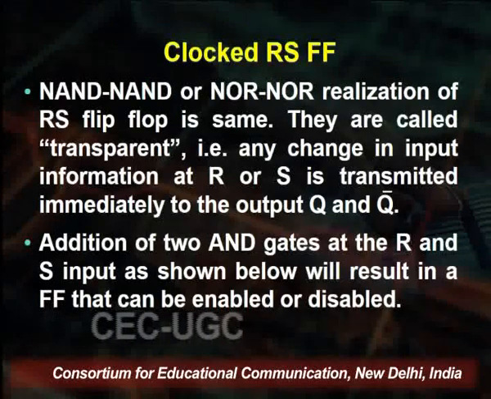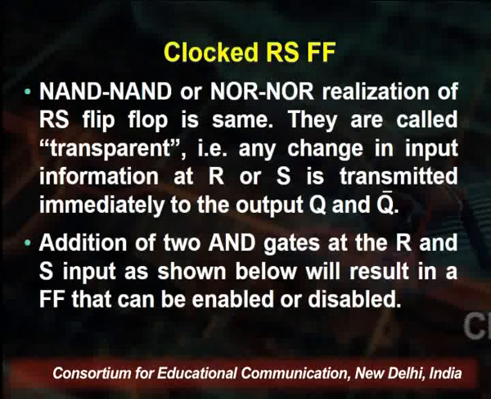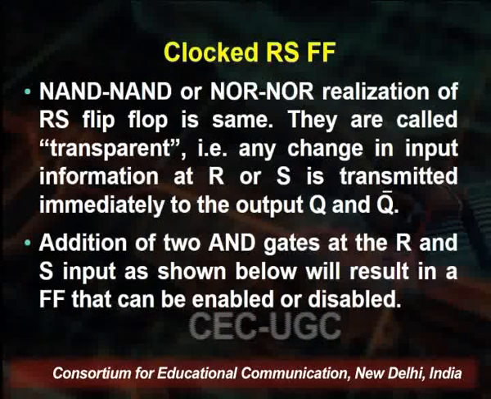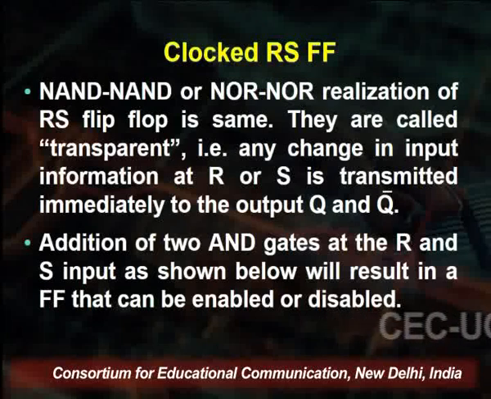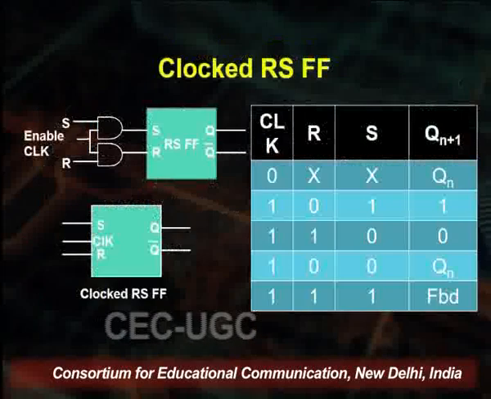So we also understood that the clocked RS flip-flop was the NAND or NOR realization of the RS flip-flop. And this SR or RS flip-flop is called transparent because any change in information at the R or S input is immediately transmitted to the output Q and Q bar. The addition of two AND gates at the R and S inputs is shown, and they allow us to use the flip-flop enabled or disabled condition.